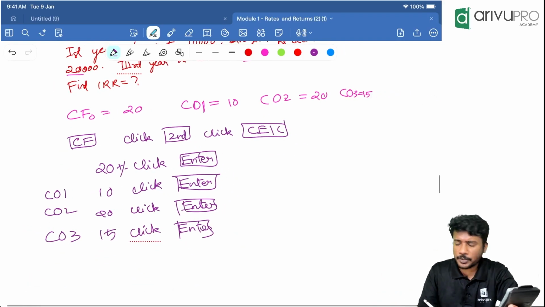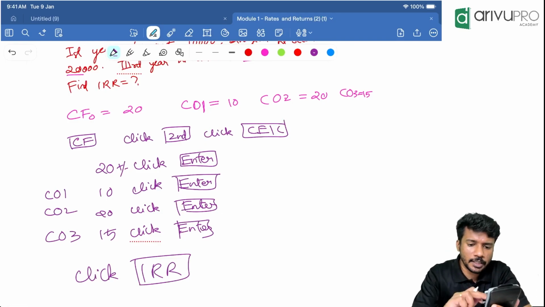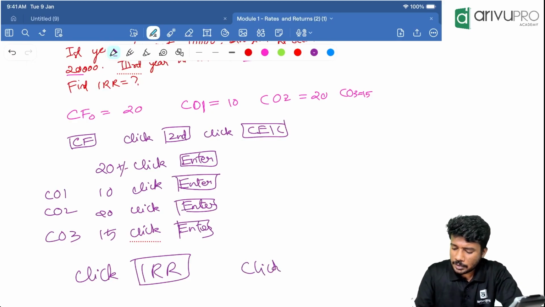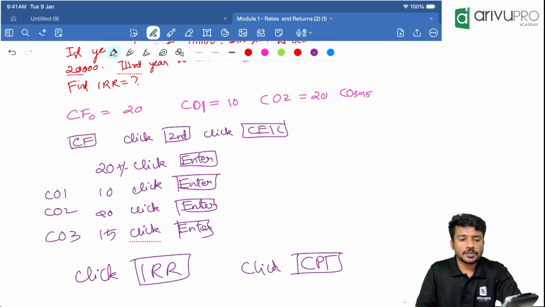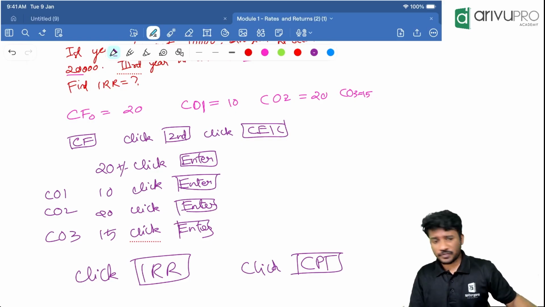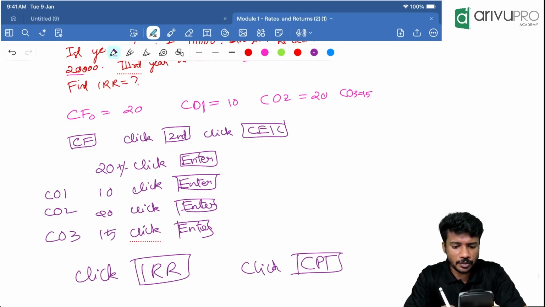Now what are we computing? IRR. Click the IRR button directly. Then click the CPT button. CPT means compute. So you will get the answer accordingly. How much are you getting? 50 something. Okay, fine. Better. Done. So for cash flow, just always check the cash flow. How much is the cash flow given in your question?